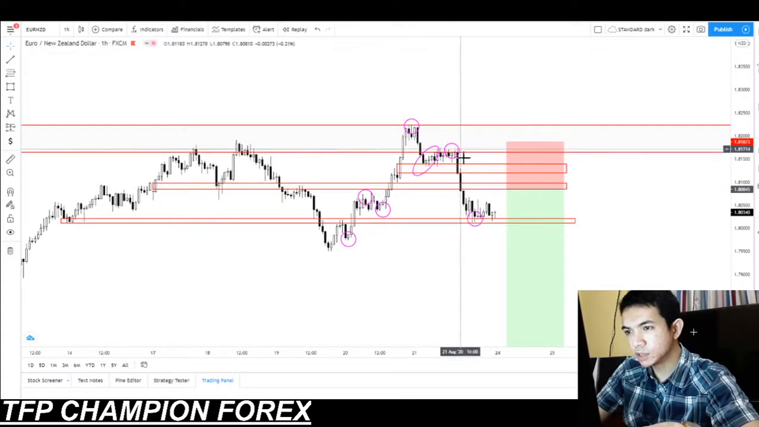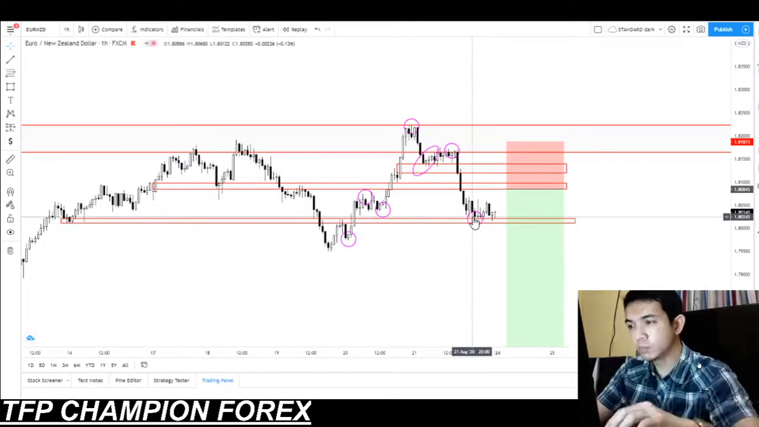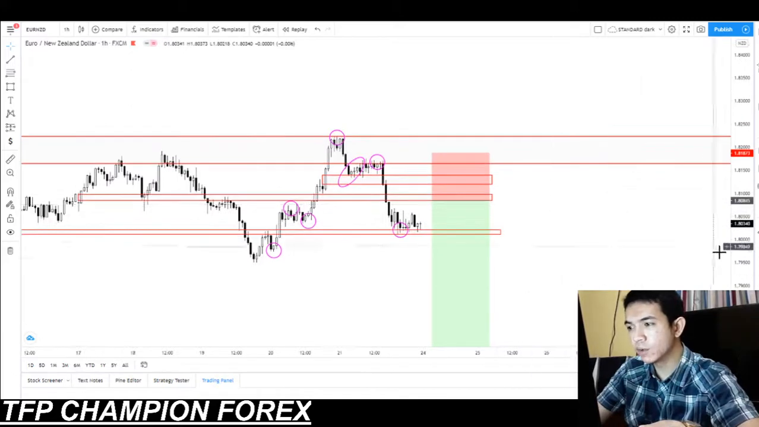So once the price broke this level, this low formed a new lower low. That indicates what? A shifting of momentum going down. So how can I find an entry?